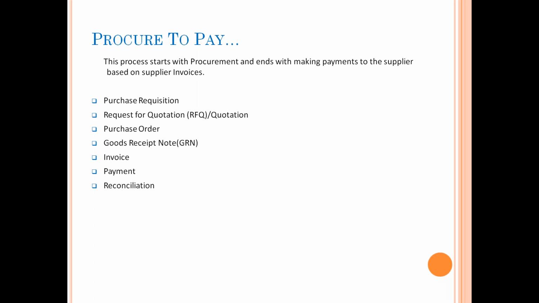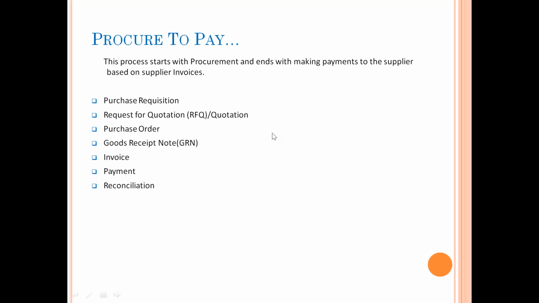Procure to pay is the procurement process where you procure the raw material required to make your business run or to make some products. For that purpose, you use procure to pay. For that, there is a certain process flow that has been laid down and needs to be followed. Similarly, it is the same for order to cash.